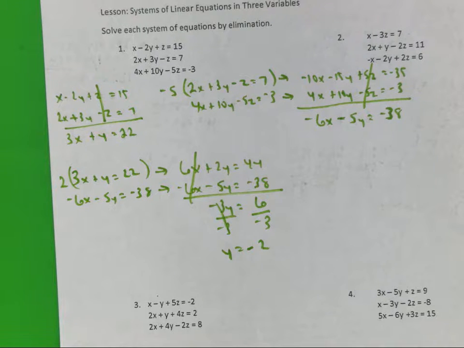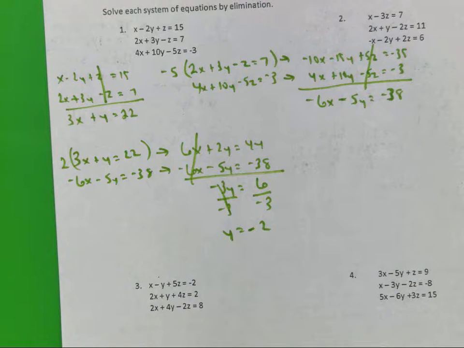Now that I know that y equals negative 2, you go back to your original equation, not the manipulated ones. This equation, you see that? And plug that in for y to find your x. Once you do that, then you go back to your original. I have my y and my x to find my z. So now you work backwards. Does that make sense? So I'm going to pick this top one, 3x plus y equals 22.